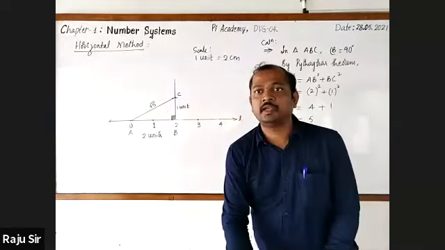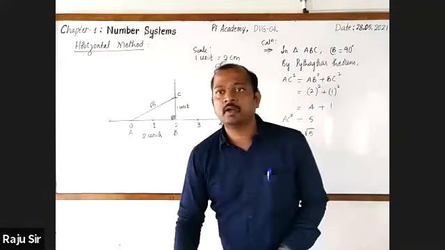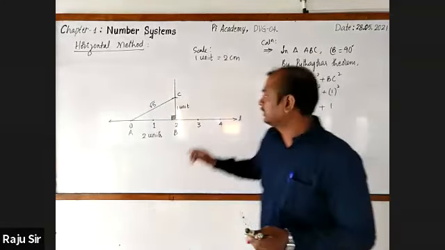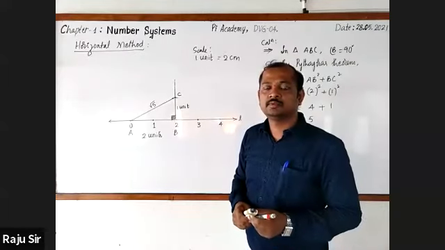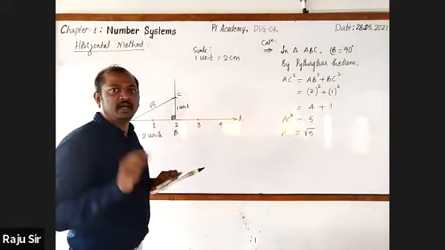Vibha Rathod, could you tell what is the next step? We have got AC as root 5. This root 5 should be represented on the number line. How? By taking measurement of 0 and C, sir. We must cut an arc. Okay, you have tried. Very good.